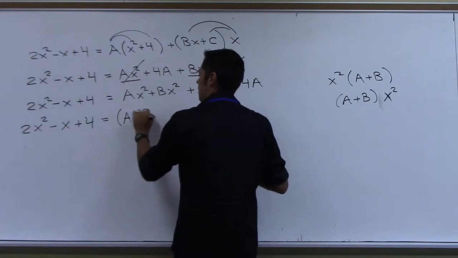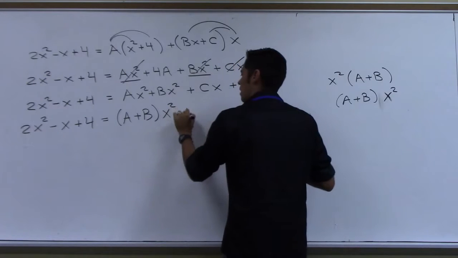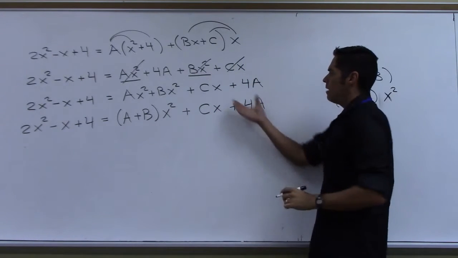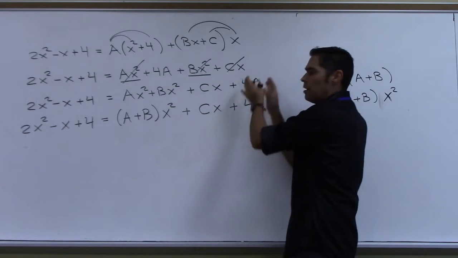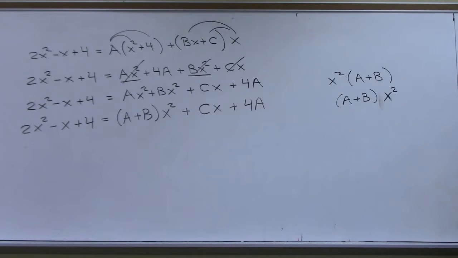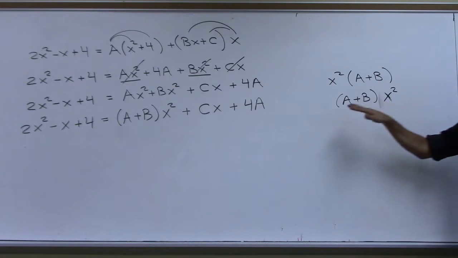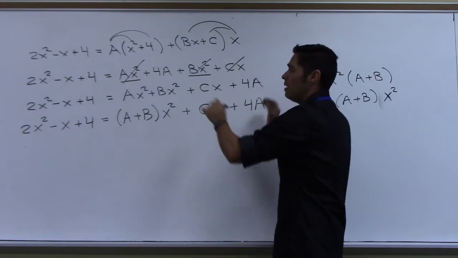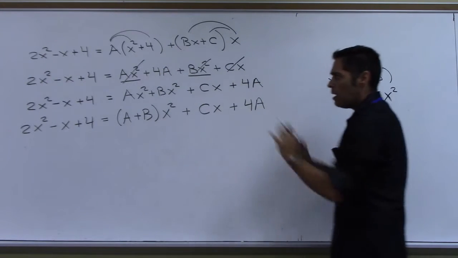A plus b x squared, then plus cx plus 4a. So I didn't have any more x's to group together here, and anything else without x's, that's the way it's written. All right? So in the long way, you're not trying to kill anything off. You're just trying to multiply it all out, get all like terms together, group them all up, and then take a look at them.